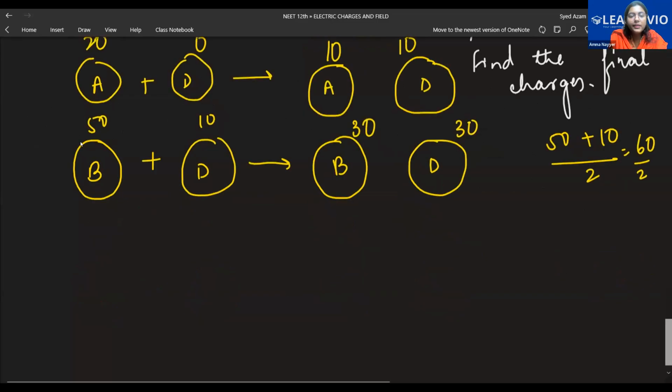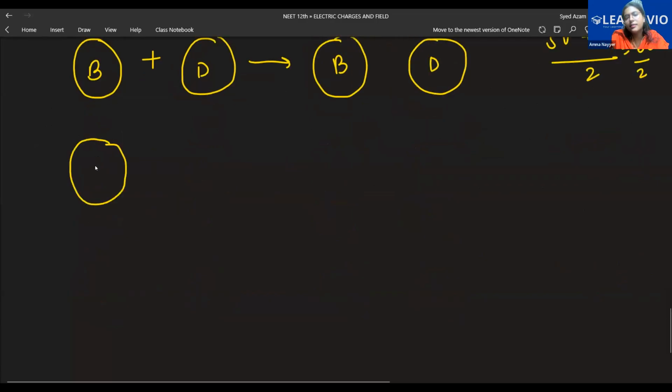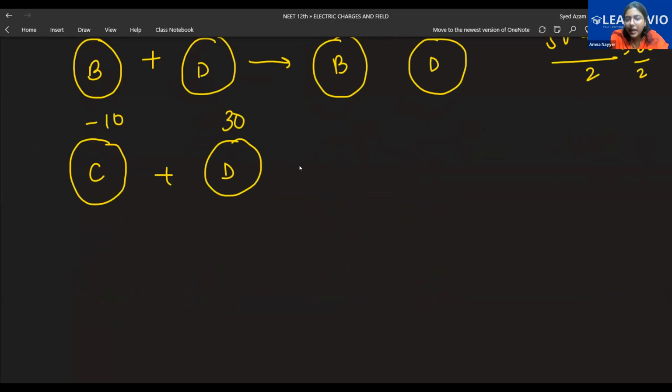Now what's the case of C? This is C plus this is D. D is 30, C is minus 10. Ibrahim, can you apply the formula Q1 plus Q2 by 2? Yes, ma'am. Final charge: 30 minus 10 plus 30 divided by 2. That's 20 divided by 2. 10 coulomb. Perfect. So C will also become 10 and this D will also become 10.